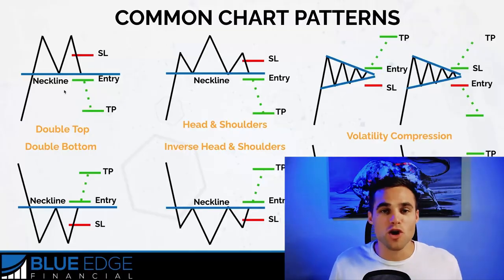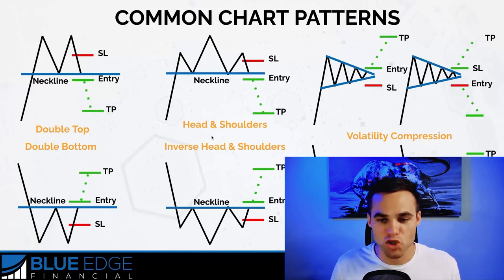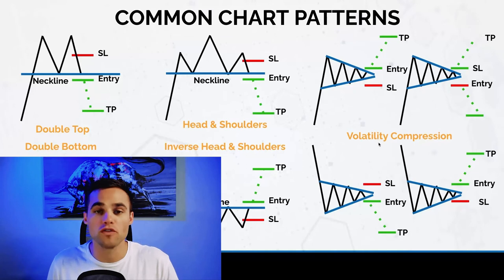There's a lot of different chart patterns out there, but these are the 3 most important chart patterns that you want to use in crypto. The first chart pattern is called a double top and a double bottom. The second chart pattern is called a head and shoulders and an inverse head and shoulders. And the third type of chart pattern is called volatility compression. So let's dive in and take a look at what this actually means.